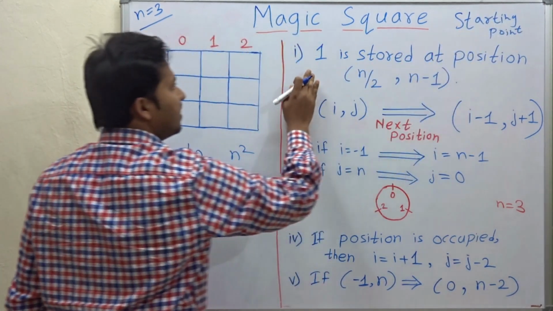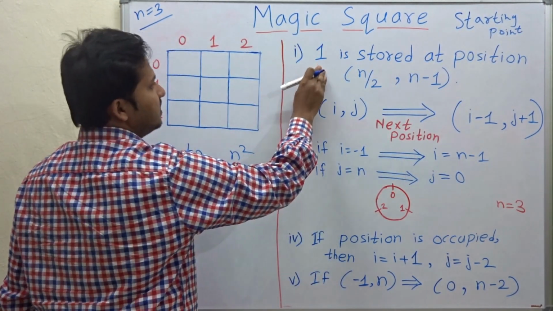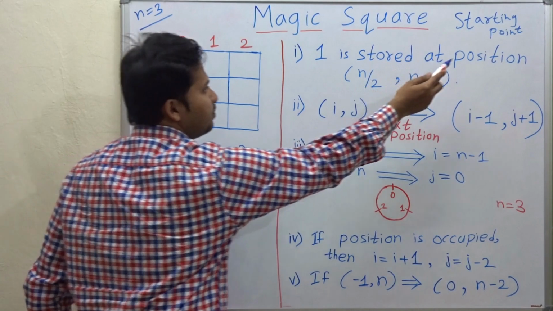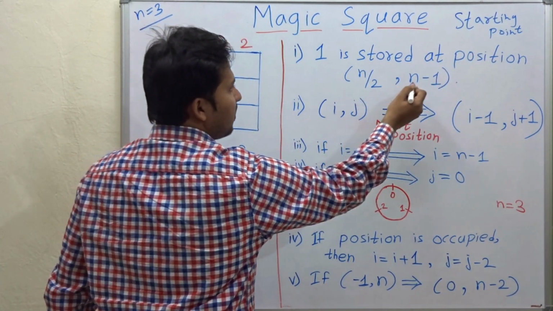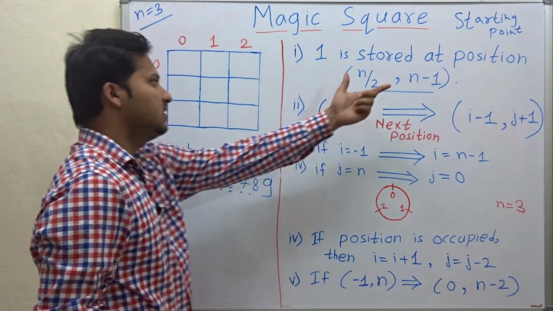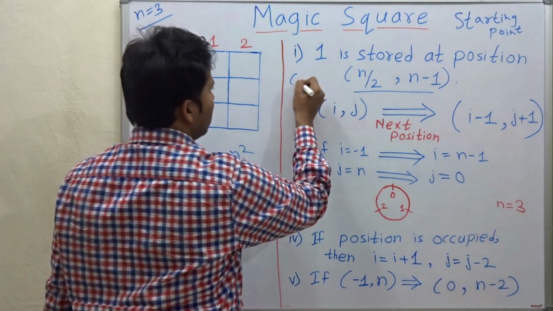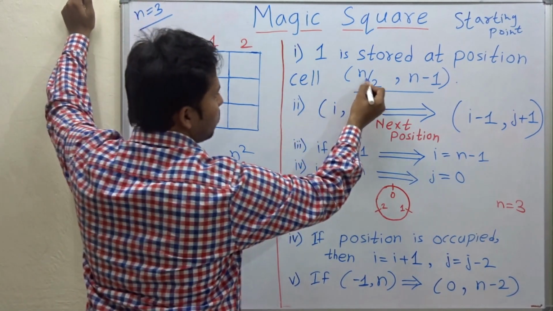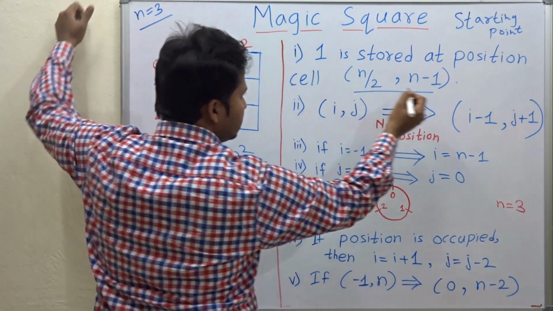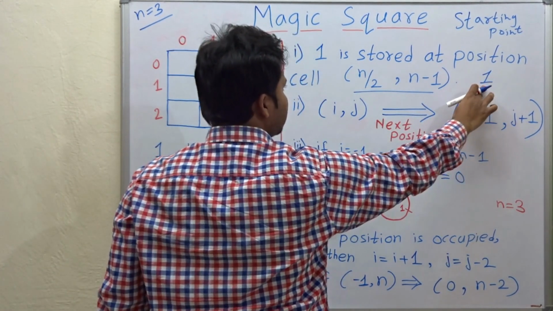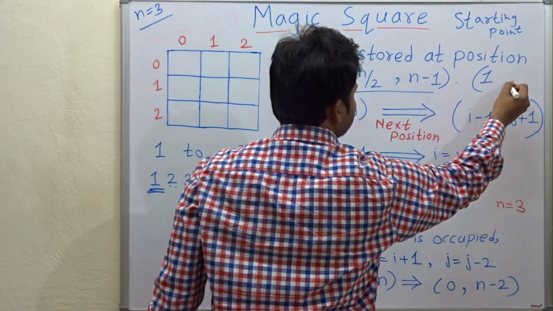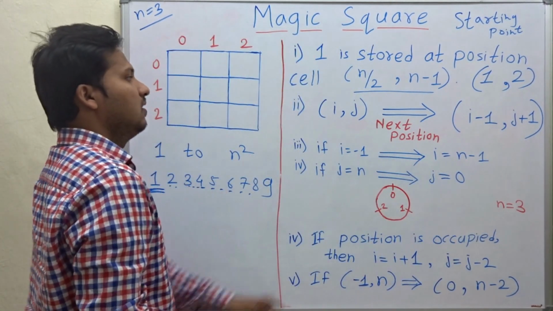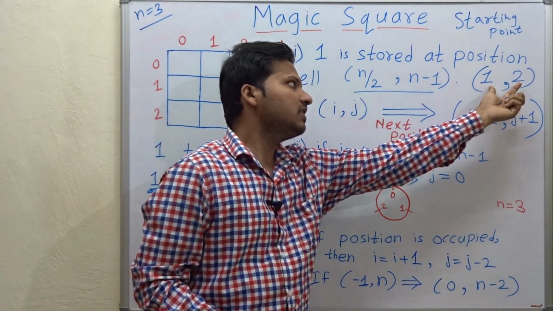So the rule for starting point is the first rule. See, the starting number 1 is stored at position n by 2 comma n minus 1. See, this is the index, this is the cell. Okay. Now see, n by 2, n is equal to 3. So what is 3 by 2? 3 by 2 is 1. This is the integer answer. So 3 by 2 is 1 comma 3 minus 1. So that is 2. Okay. So the first cell is 1 comma 2.